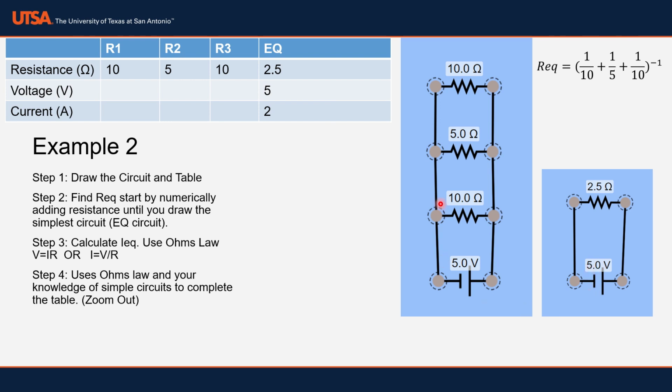So I'm going to zoom out here, and I'm going to say, okay, if this is a parallel circuit, that means this has to be 5 volts, this has to be 5 volts, that has to be 5 volts. So we're going to label 5 volts across this.